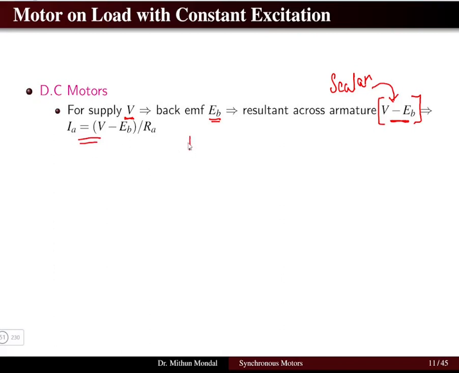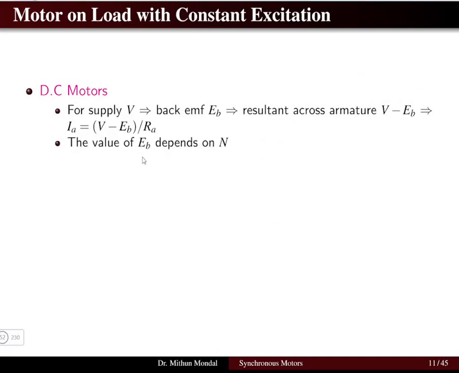We know that current is basically voltage by the total impedance. So impedance here in the DC machine is basically represented only with the resistance of the armature, and V here represents the net resultant EMF across the armature, which is basically V minus EB. So V is the supply voltage and EB is the back EMF.